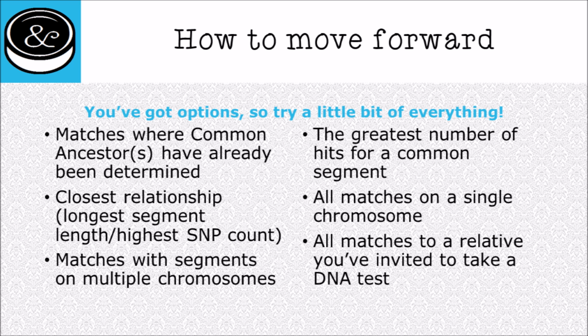So once you get a fair amount of data into your spreadsheet or spreadsheets, and you are starting to move forward with your analysis, it's like any other research project. You decide what your focus is going to be, and you work through it and see what you find, and the best results are going to come when you start with what you know and then branch out into what you don't know. So you've got some options, and you can try a little bit of everything, but the places that you'll definitely want to start first are with these 2 bullet points right here. You want to start with the matches where you already know who your common ancestor or common ancestors are.